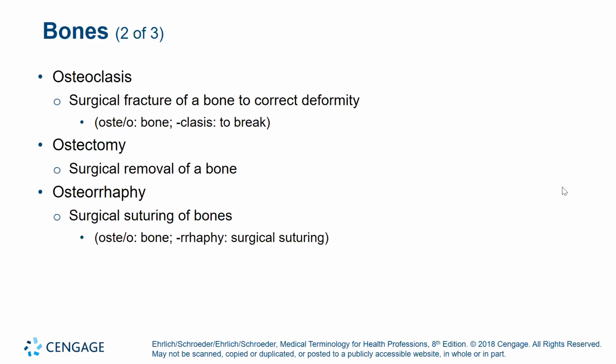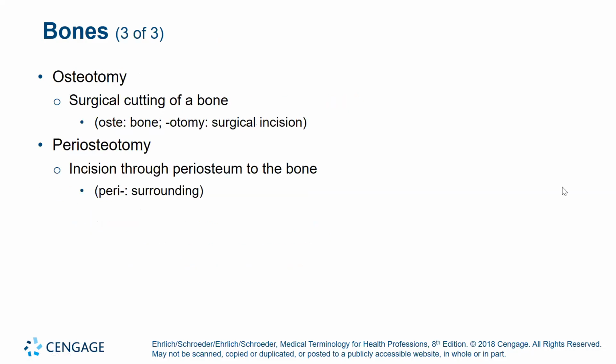Osteoclasis, osteo is bone, clasis is to break, so surgical fracture of a bone to correct deformity. Osteectomy, just a surgical removal of a bone. Osteorrhaphy, surgical suturing of bones. Rrhaphy is surgical suturing, is what that means. Osteotomy, surgical cutting of a bone. Periostotomy, peri is surrounding, so incision through the periosteum to the bone.